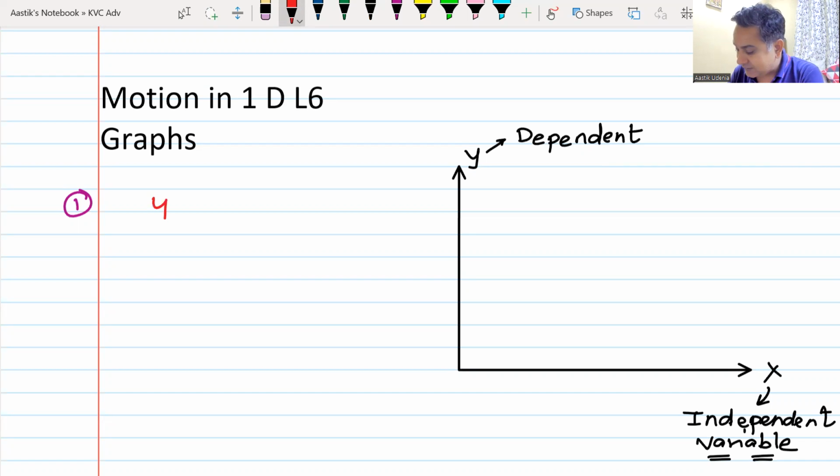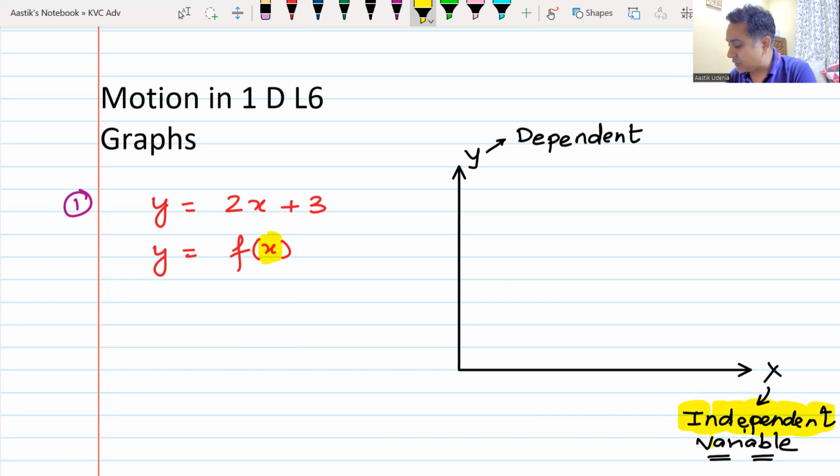For example, if I say y is 2x plus 3, and if I ask you to draw the graph of this, how will you draw? Here y is given as a function of x, yes or no? This x, the yellow x, is your independent variable. You can give it any value that you feel like. For example, I can put the value of x as 0. If x is 0, you will get the value of y. Y, I think, would be 3. Yes or no? We understand this?